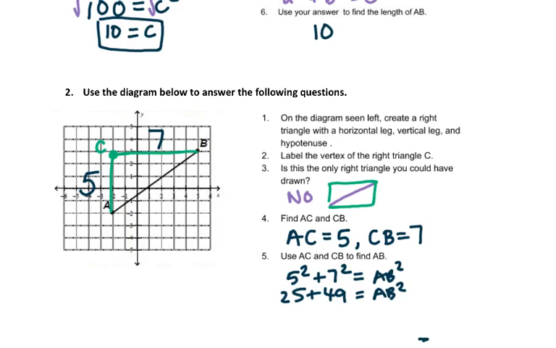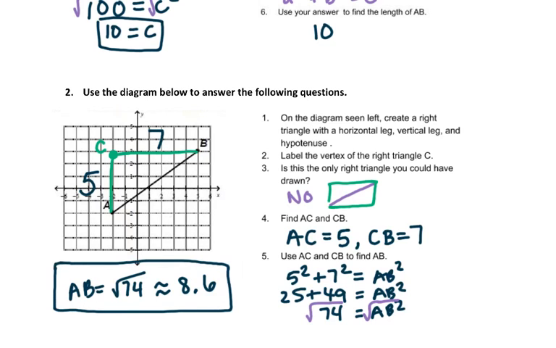And I'm getting 74. So when I square root both sides this time, it's not going to be a perfect square because there's nothing times itself that gives me 74. So you have two options. You can either say that if you want the exact answer, we can say AB equals square root 74. Or you can tell me the estimated answer, and usually just one decimal place is fine. And in this case, it's 8.6. So the square root version is the exact, and then the decimal version is the estimated.